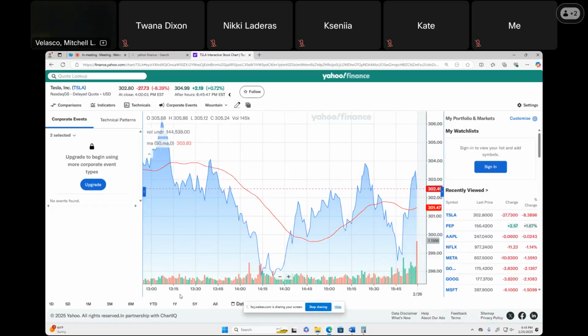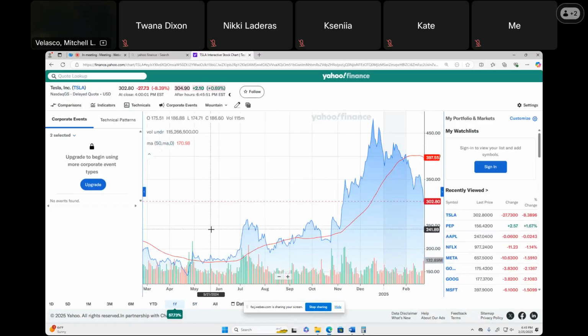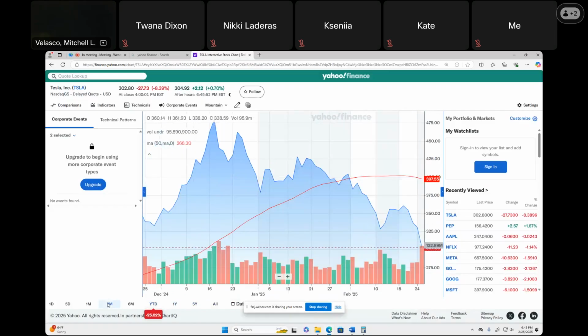Let's see if I can get, we'll do a 1 year chart. Or maybe year to date. Yeah, year to date. 3 months. So the red indicator is the moving average. So every single day, they're going to lop off the oldest day and add the latest day. So on average, this is the movement of Tesla stock over the last 50 days.